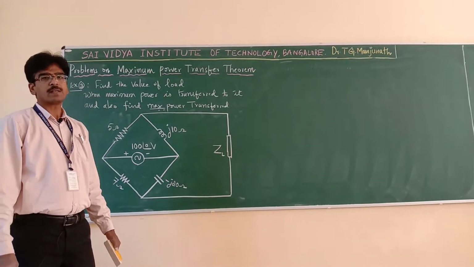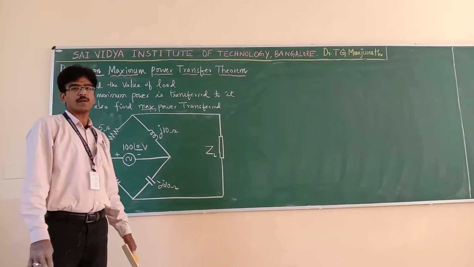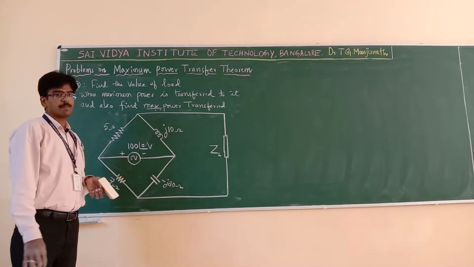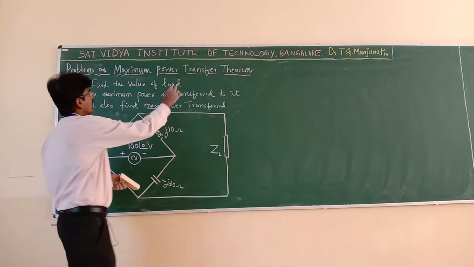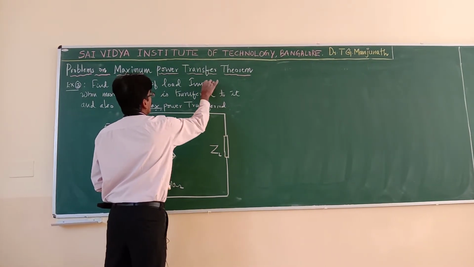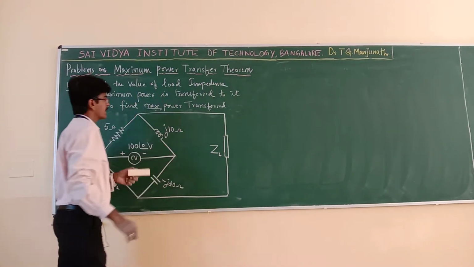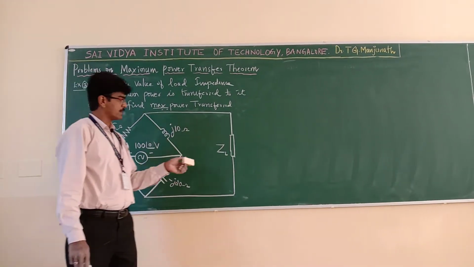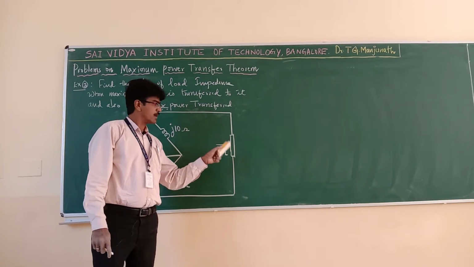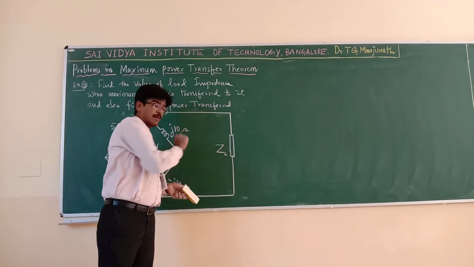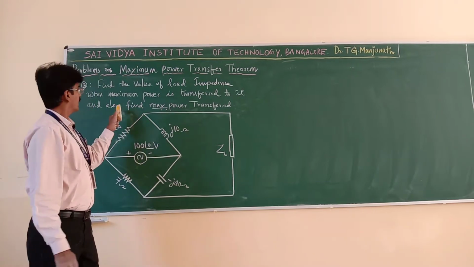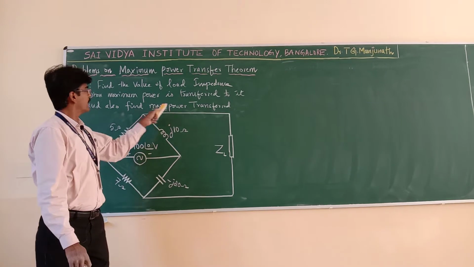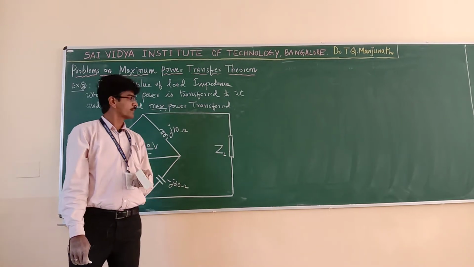Let us solve some more problems on maximum power transfer theorem. The problem statement is: find the value of load impedance when maximum power is transferred to it. That means if you want to transfer maximum power to this, what should be this value? After finding that, you have to find how much power is transferred to it, that means you have to find the maximum power transferred also.